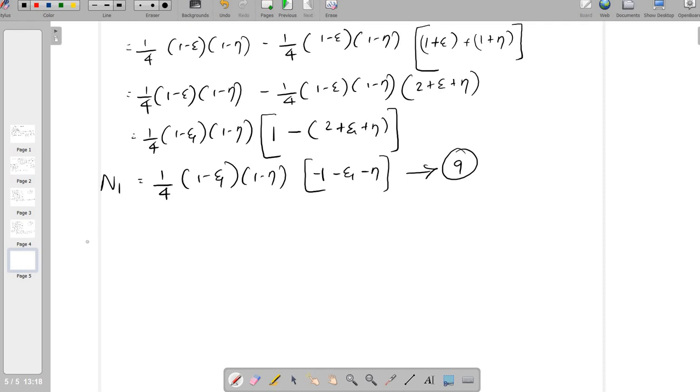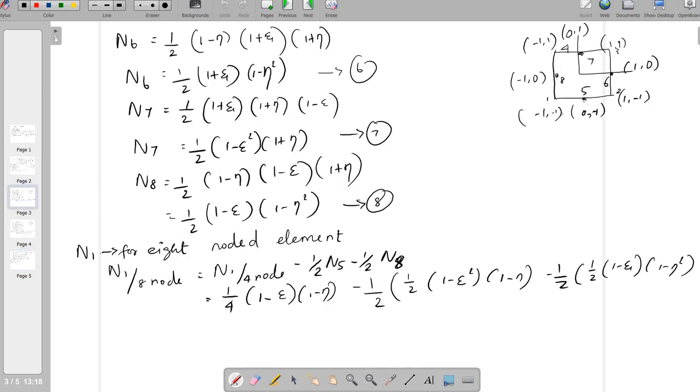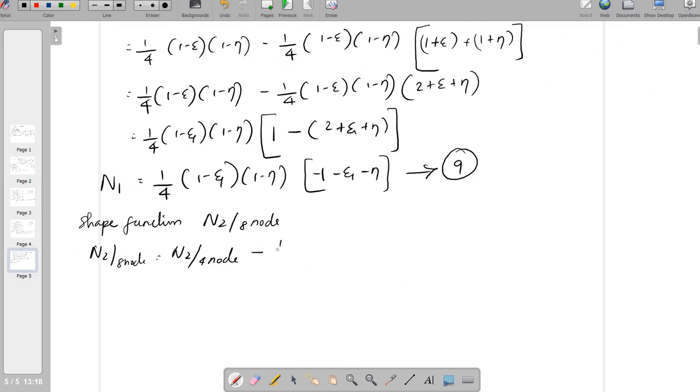Similarly, we are going to find out the shape function for node 2, N2 for the 8 node element. N2 for 8 node is equal to N2 for 4 node minus, if you want N2, you have to deduct 6 and 5: half of 6 and half of 5. So half of N6 minus half of N5. I am going to write N5 first and N6 second.